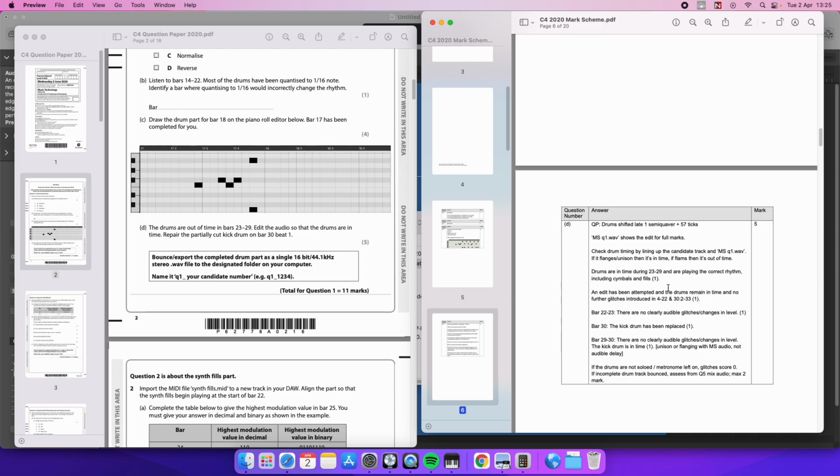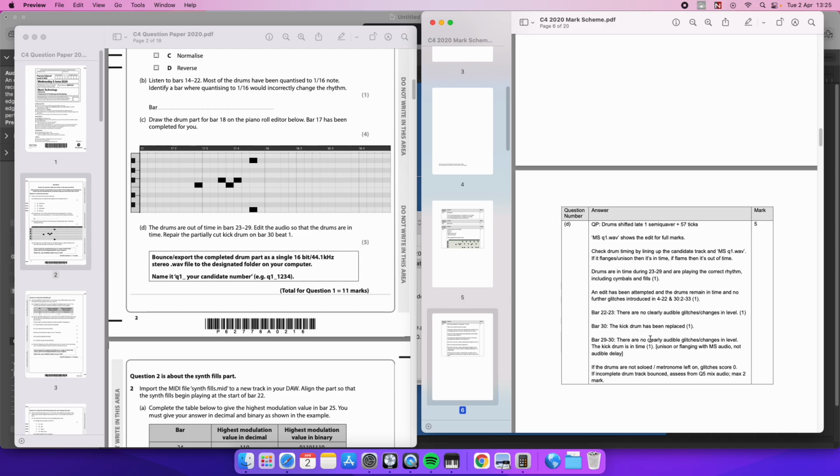Drums are in time. Yeah, we did that. An edit has been attempted on the drums, they remain in time and there are no further glitches. Okay, there are clearly no audible glitches. We've done that. The kick drum has been replaced. We did that. There are no audible glitches in changes in level. The kick drum is in time. If the drums are not soloed, mentioned and left on.